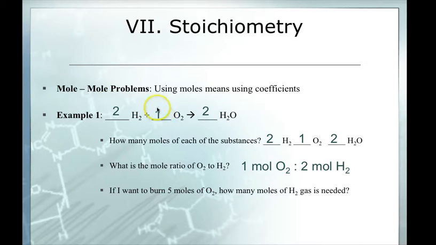Notice how the hydrogen is 2 and the O is 1. That means the H is always going to have twice as many as the oxygens. So if this is going to be twice that and this goes to 5, this would have to be, of course, 10 moles. You could also say, if I go from 1 to 5, that's multiplying by 5, so I'd have to multiply this by 5. So the answer would be 10 moles of H2 gas.